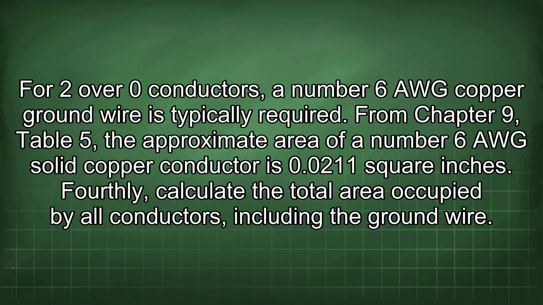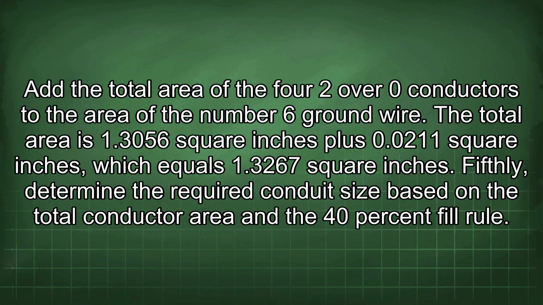Fourthly, calculate the total area occupied by all conductors, including the ground wire. Add the total area of the 4 2/0 conductors to the area of the number 6 ground wire. The total area is 1.3056 square inches plus 0.211 square inches, which equals 1.3267 square inches. Fifthly, determine the required conduit size based on the total conductor area and the 40% fill rule.